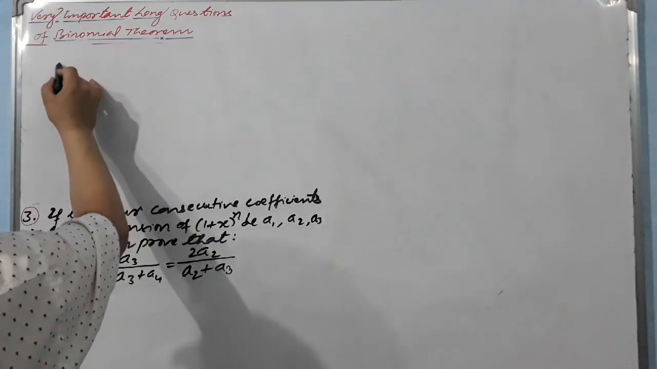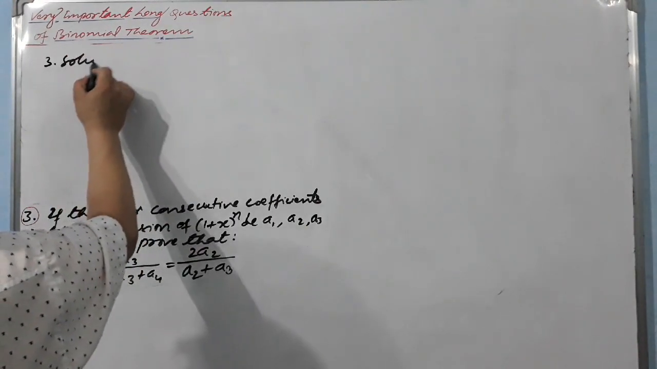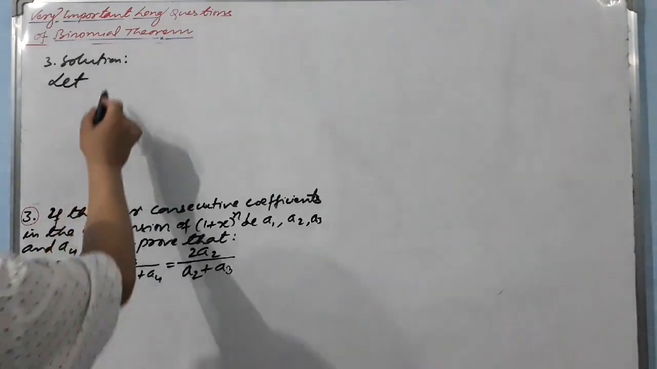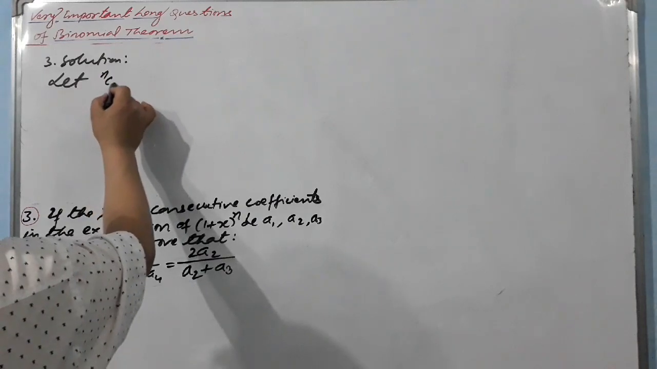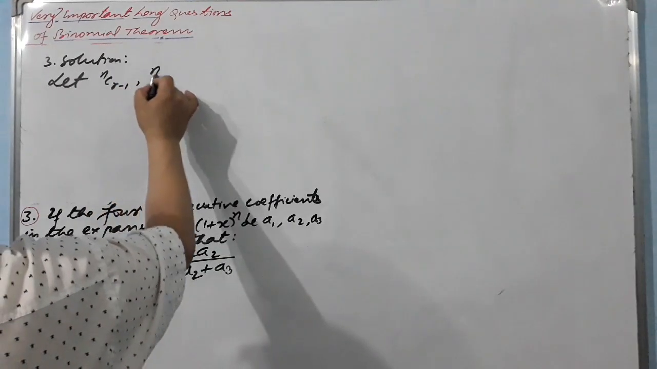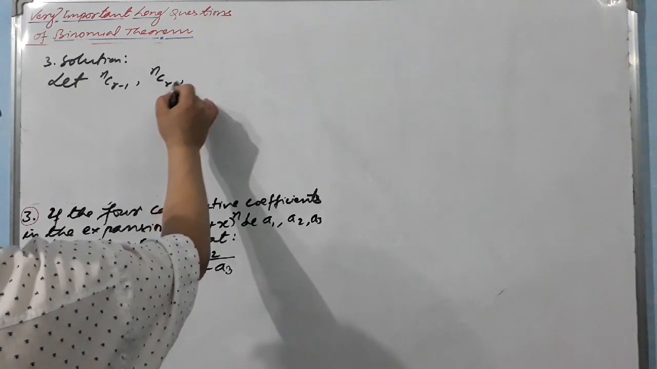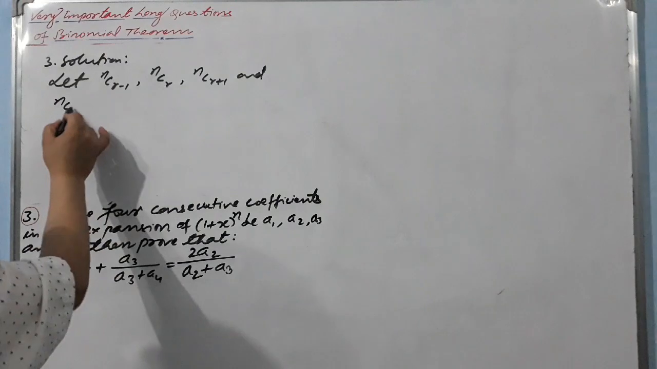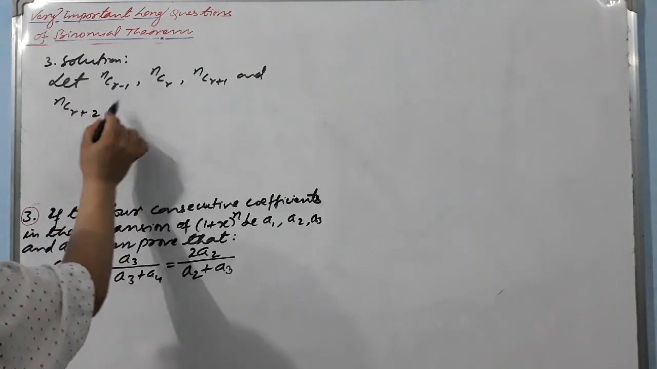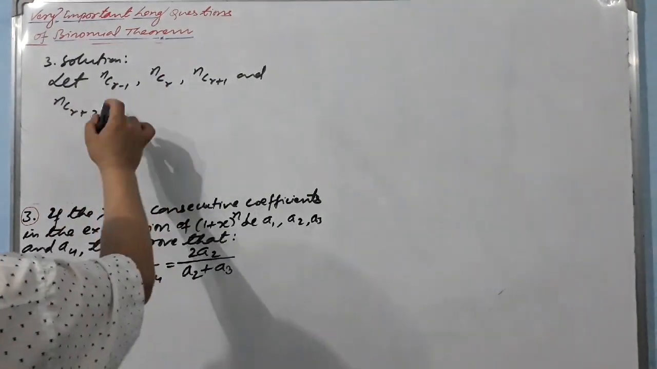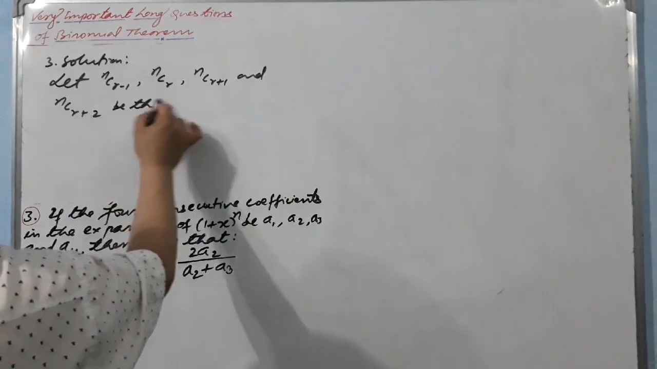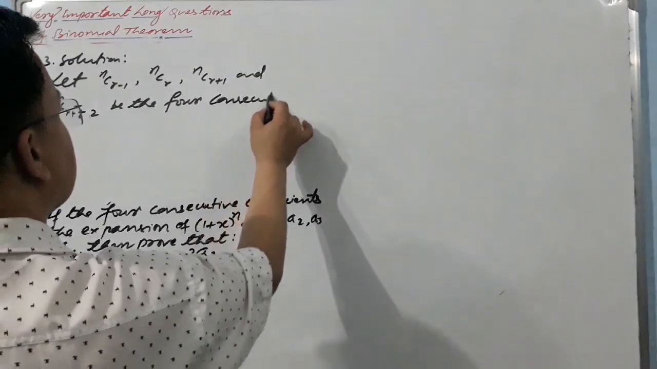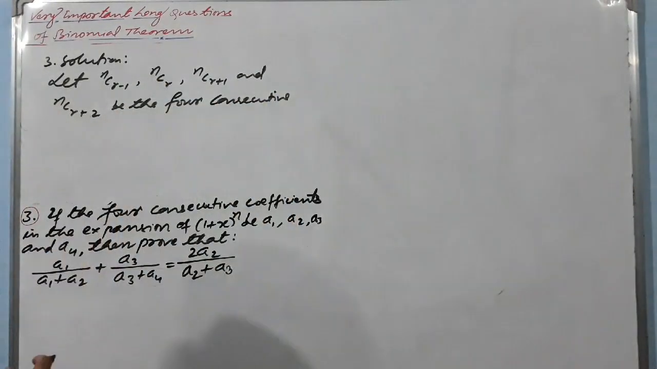So here, question number 3, solution. Let, you can write down, C(n, r minus 1), C(n, r), C(n, r plus 1) and C(n, r plus 2), because for 1, 2, 3, 4 coefficients, this type of symbols we can also use.